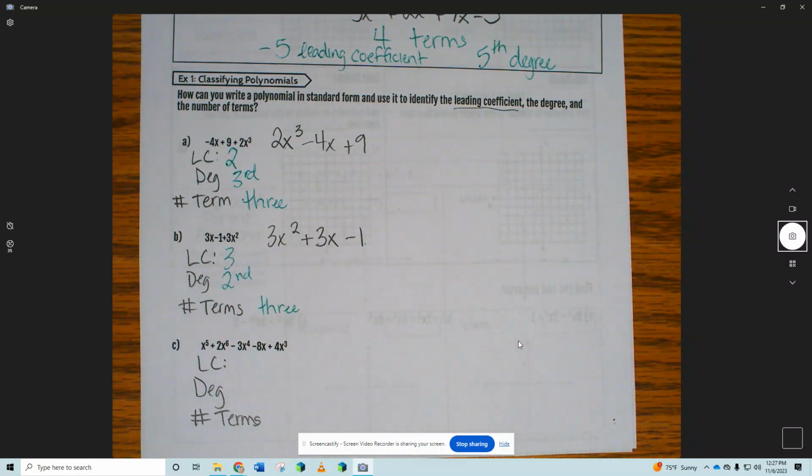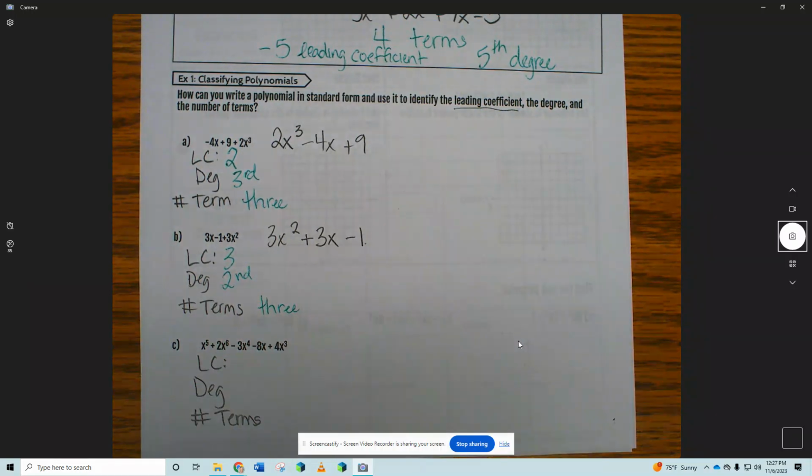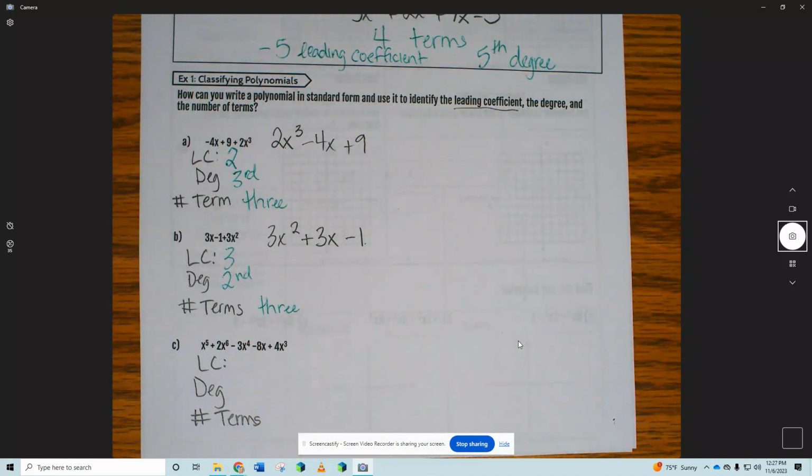Okay, do C on your own. Reorder it. Ooh, that's got a lot of terms. Do C on your own.